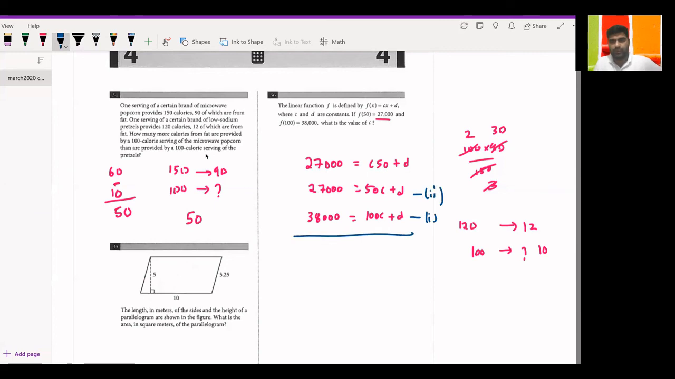So 100 minus 50 is 50. D minus D gets cancelled. 38,000 minus 27,000 is 11,000. C is 11,000 divided by 50, cancel 0, 1100 divided by 5. 2200 divided by 10, so 220. C is 220. We wanted C. Okay, done.